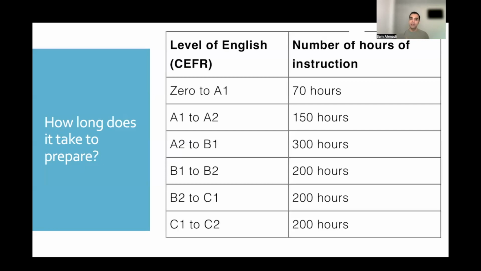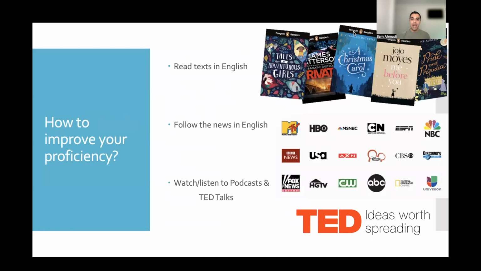Okay, so we figured out what our level of English is at the moment. We know what the target level is, and we also know how much time we need to spend to get there. So the next question is, how can I improve my proficiency? Now, like I said, the best way is to practice all 4 skills and to engage all of the skills and components by appearing in a classroom and working with a teacher. But there are also ways that you can build your proficiency at home through self-study.